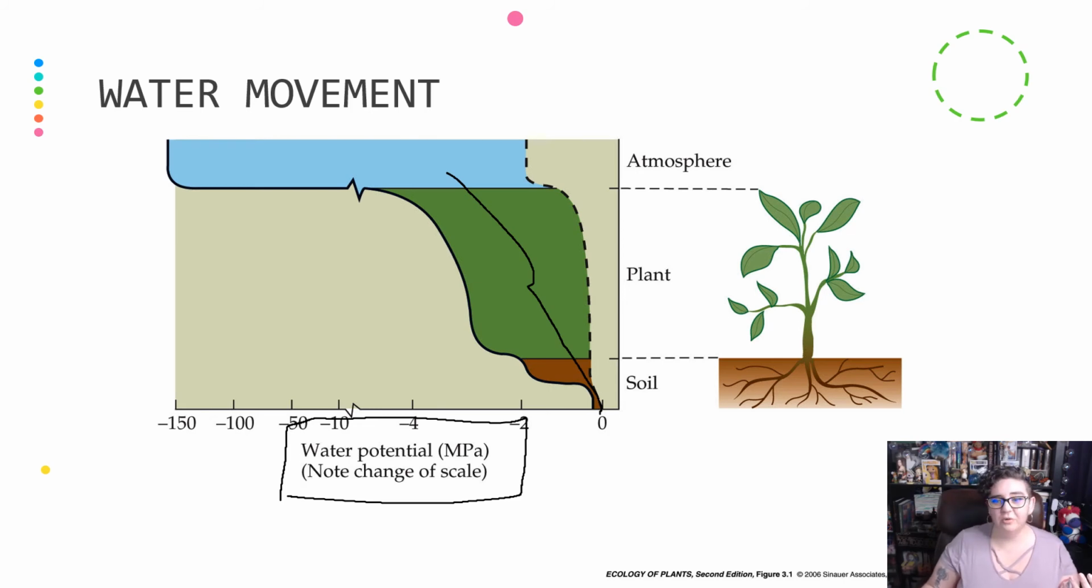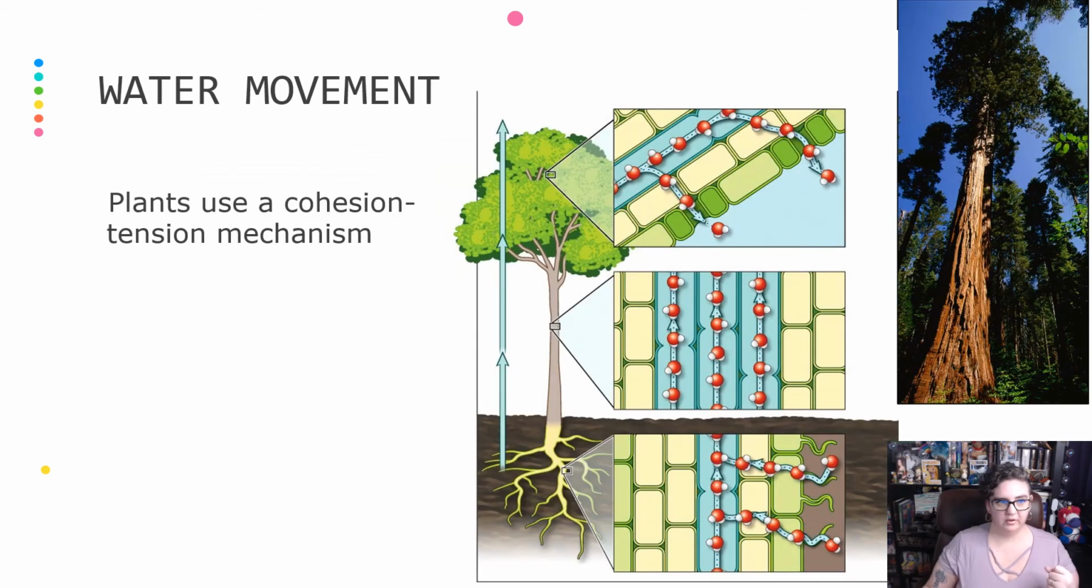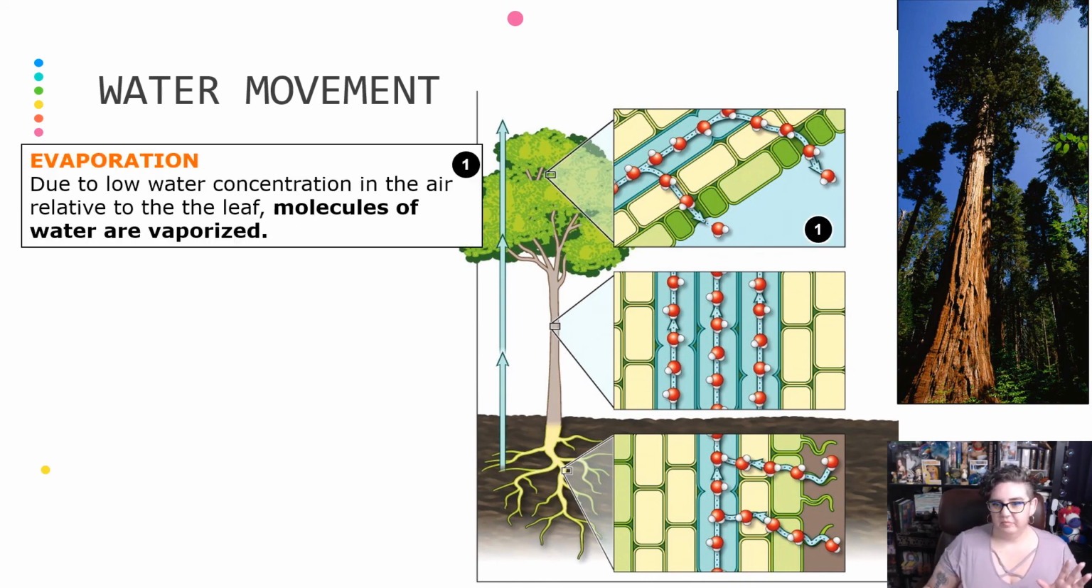And we're going to do that through a mechanism that we call the cohesion tension mechanism. So water moves from the higher potential down in the soil to lower potential out in the atmosphere. Like I mentioned, they use a cohesion tension mechanism to do this. And let's go through it.